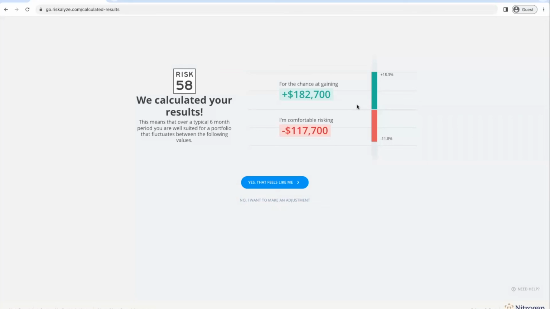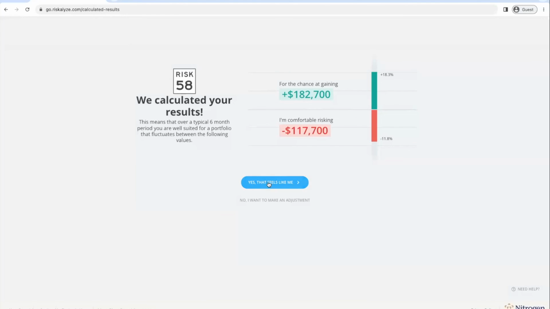Now, this is not set in stone. We're not going to invest exactly as this says, but it gives us a starting point and an understanding of how you would feel in certain market environments, or how you approach your investments and how you approach risk. So if you think, yeah, that feels about right, I'd be comfortable with that, you can click, yes, that feels like me. It's going to confirm the process.